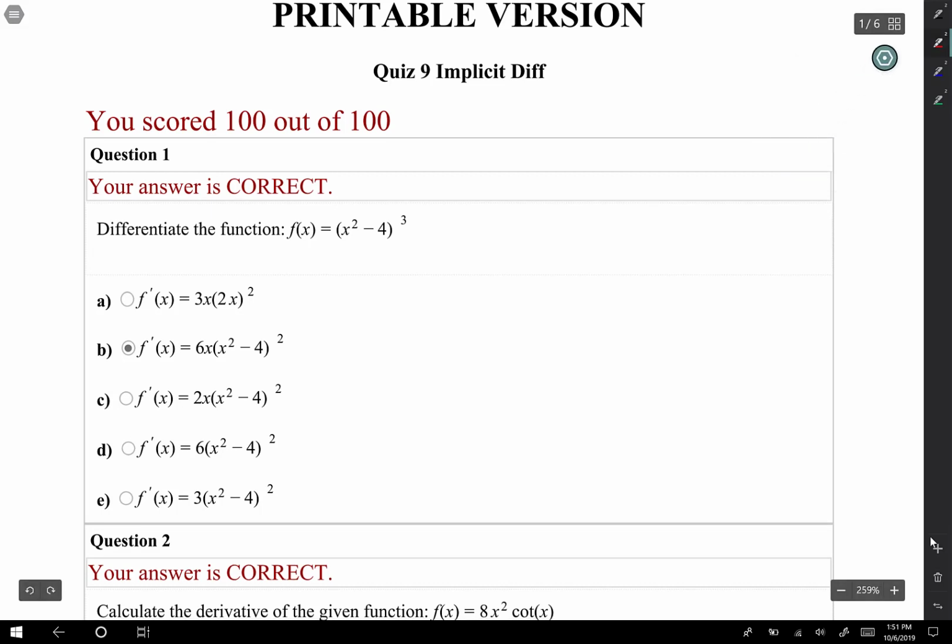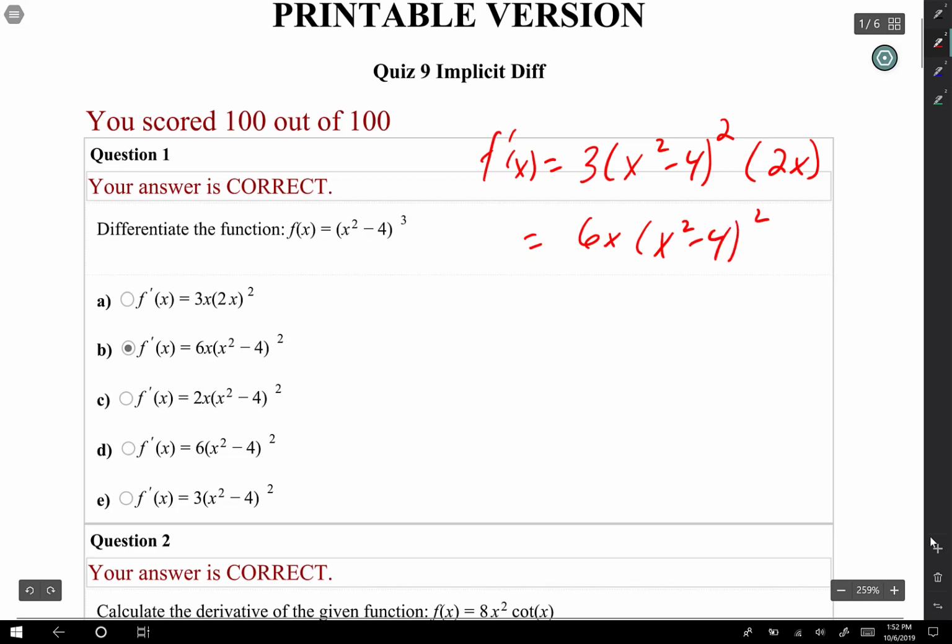All right, so here we go. The first ones, guys, are pretty simple. This one just wants a derivative. It's not anything crazy. You just go right into it. F prime of x is equal to, bring the 3 down, x squared minus 4 raised to the power 2, because you subtract 1 from that power, times the derivative of the inside, so 2x. So then that becomes 6x, x squared minus 4 to the second power. And we look for that, and there it is.